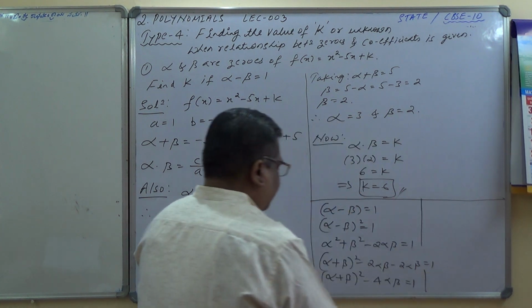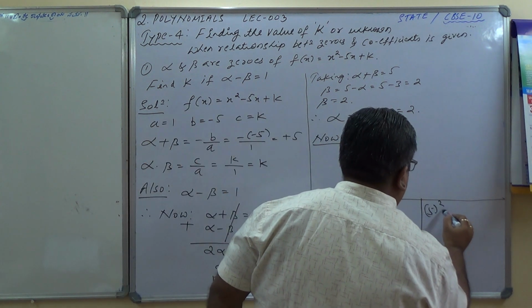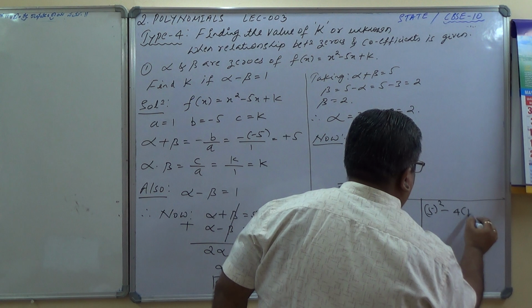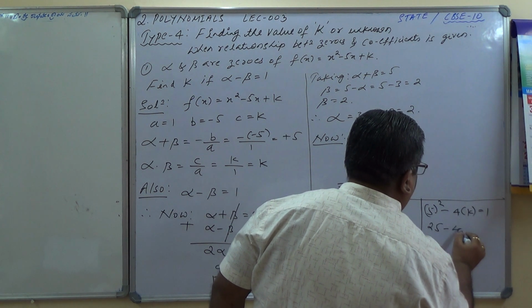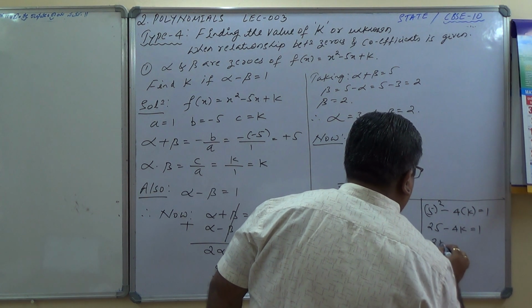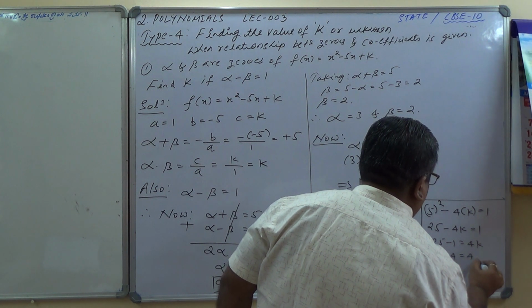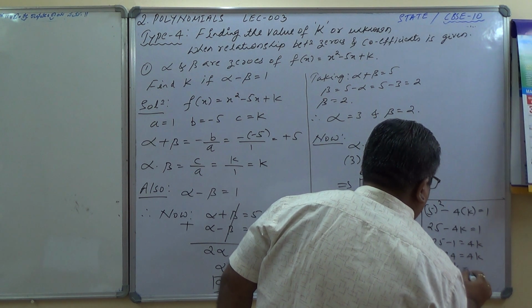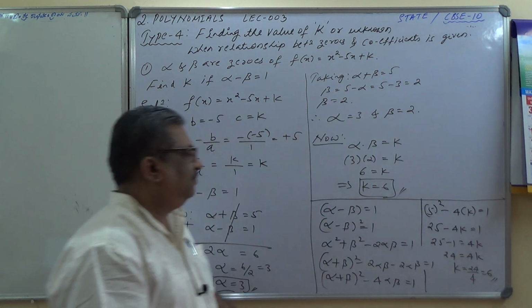And therefore, substitute here, alpha plus beta is how much? 5 square minus 4 times k equals 1. So 25 minus 4k equals 1. So 25 minus 1 equals 4k. 24 equals 4k. Therefore, k equals 24 by 4, which equals 6.